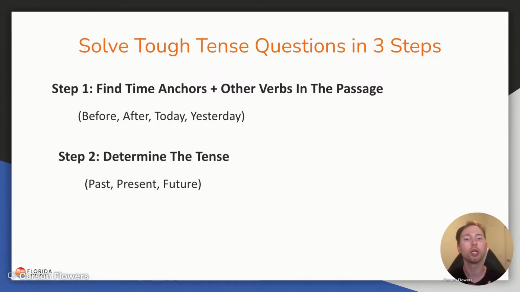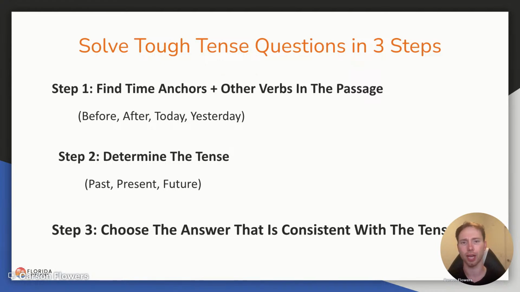Step 2 is you want to determine the tense. There's really 3 types of tense: past, present, and future. Step 3 is you just want to choose the answer choice that is consistent with the tense of the passage.